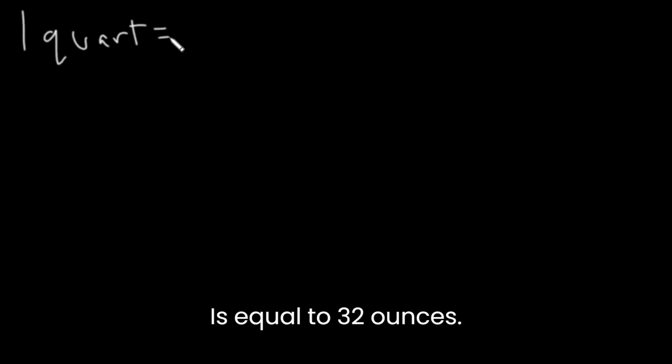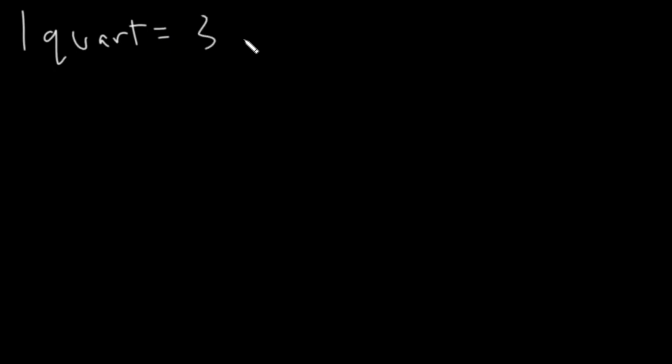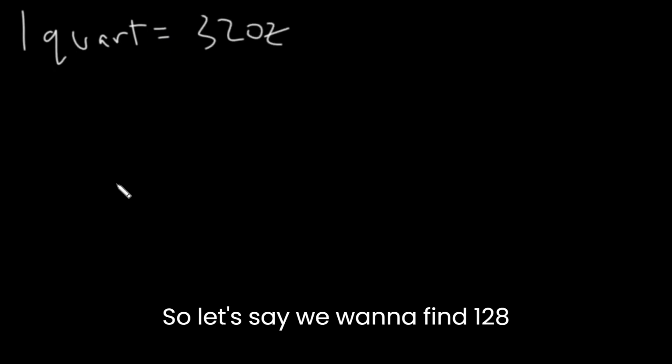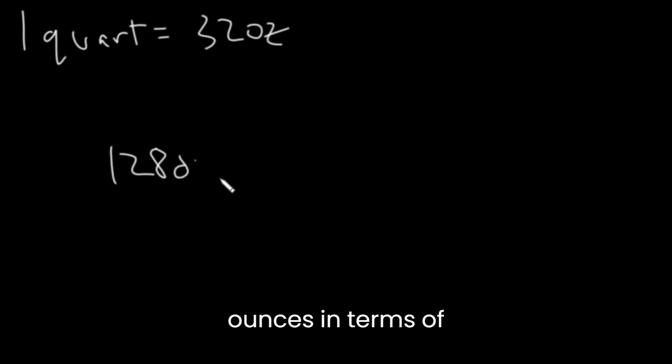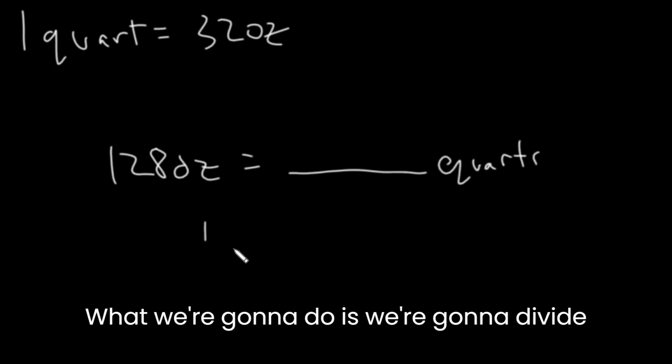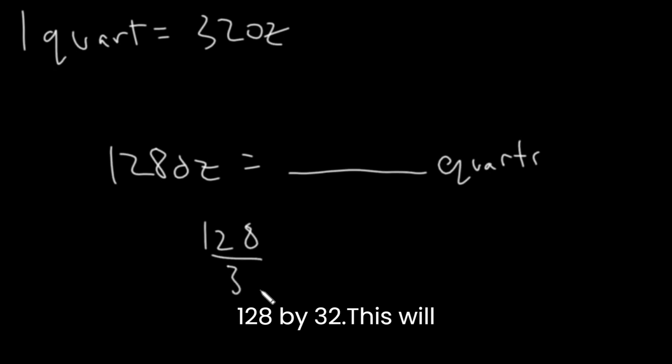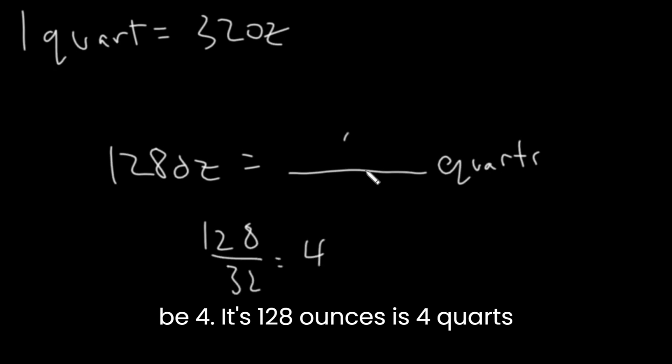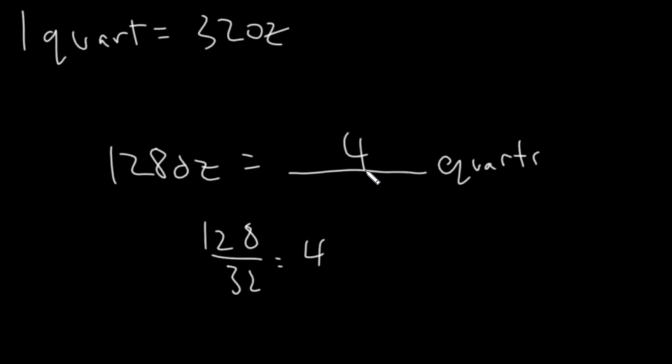Next, let's look at 1 quart is equal to 32 ounces. So let's say we want to find 128 ounces in terms of quarts. What we're going to do is we're going to divide 128 by 32. This will be 4. So 128 ounces is 4 quarts.